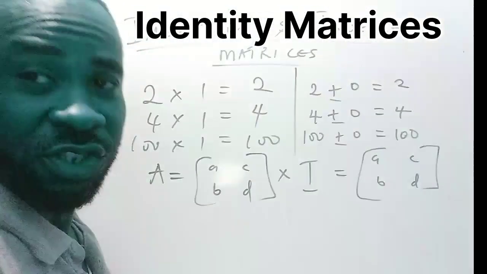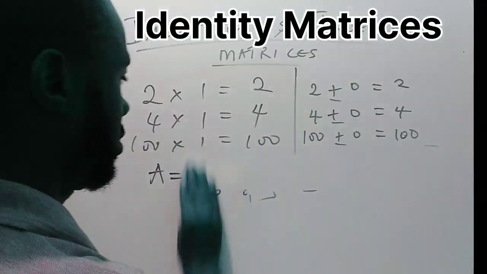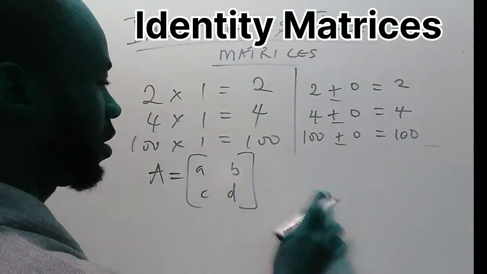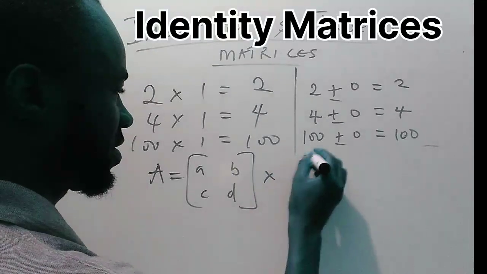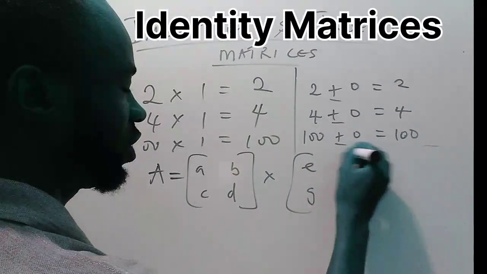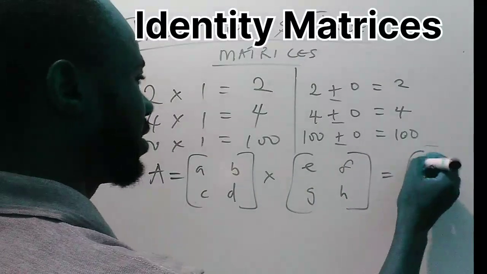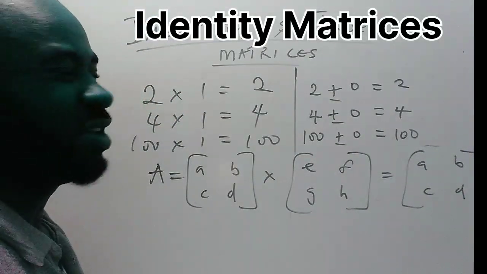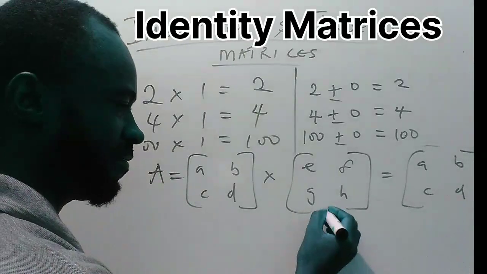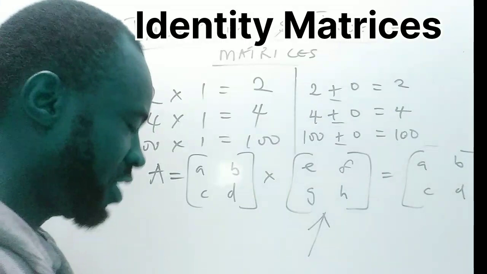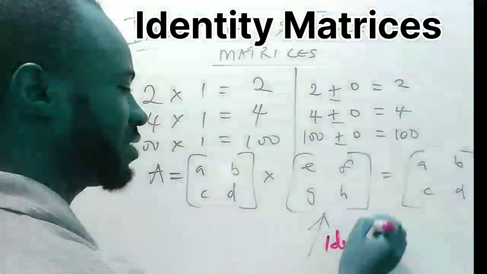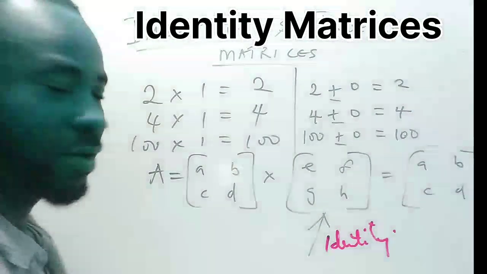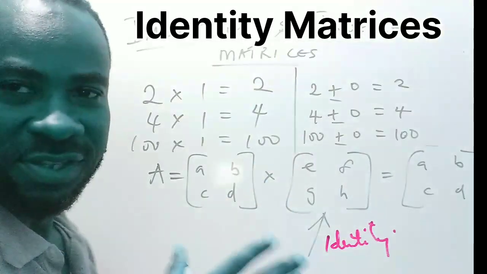Which means that if A is the matrix A, B, C, D, and it's multiplying another matrix, let me say E, F, G, H, and you are getting A, B, C, D, you are still getting A, B, C, D. It therefore means that this E, F, G, H must be an identity matrix. Okay, so let's just get this idea.